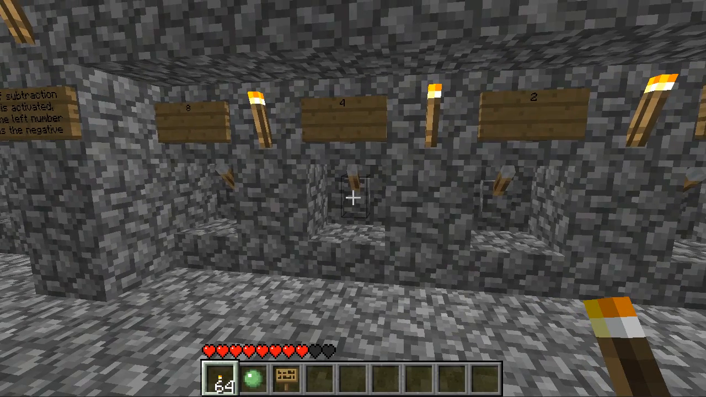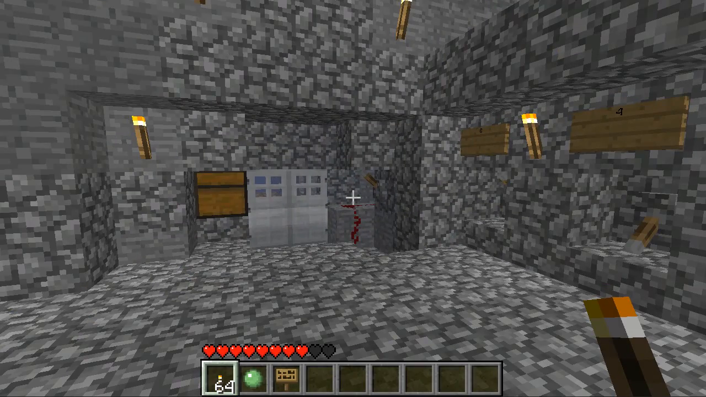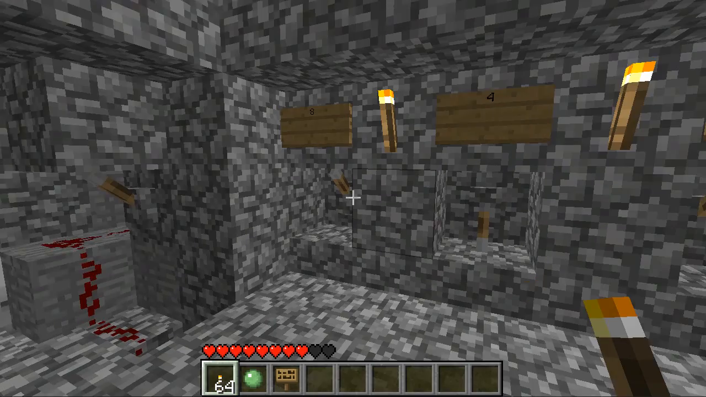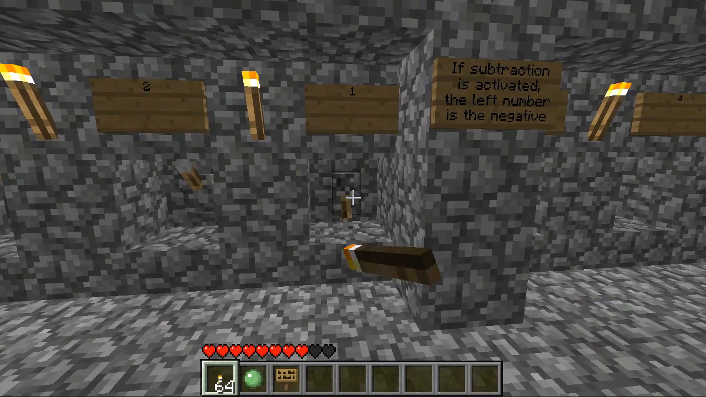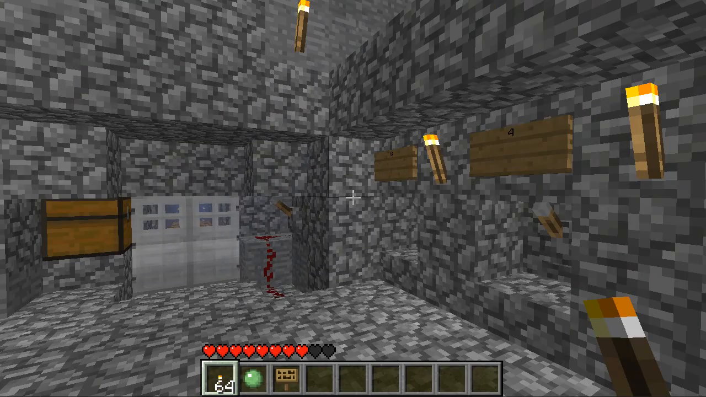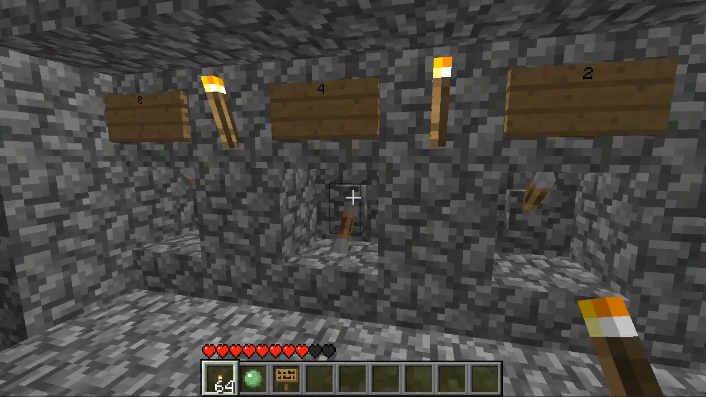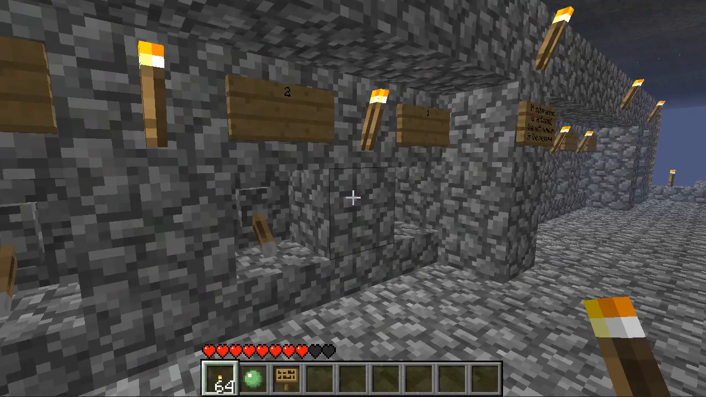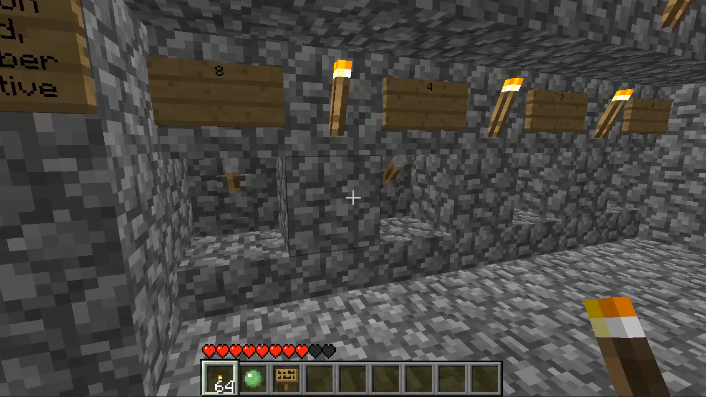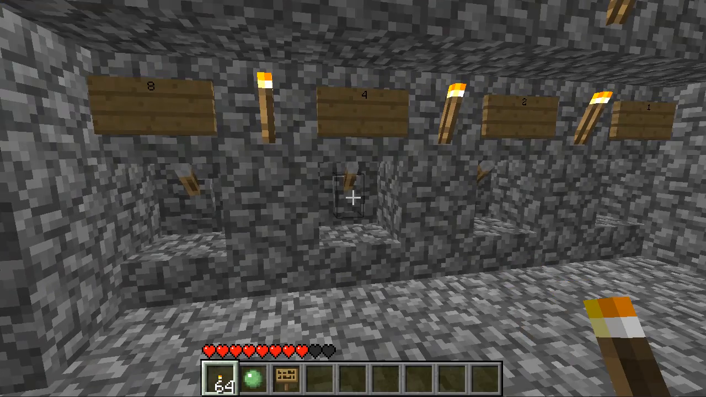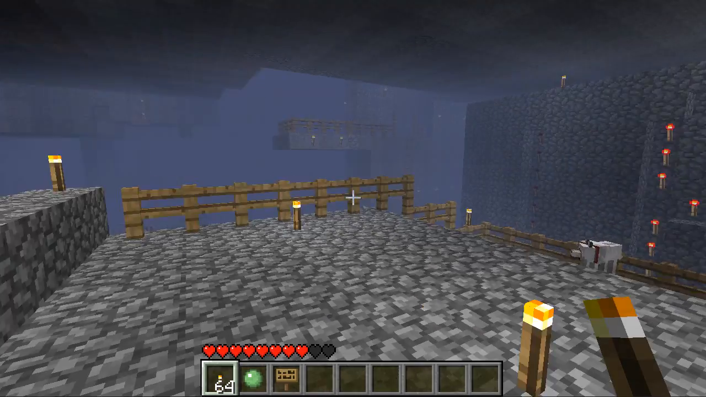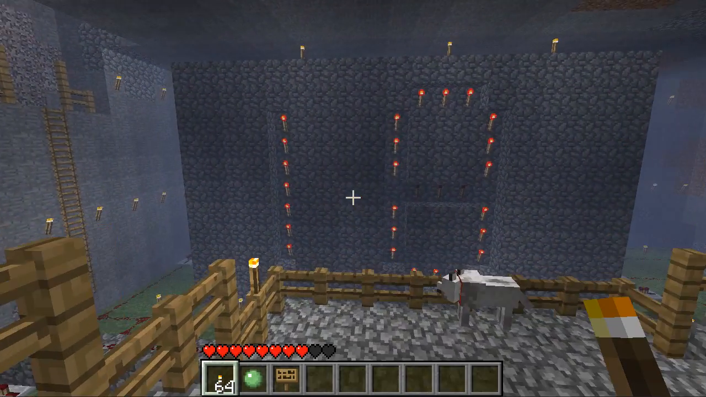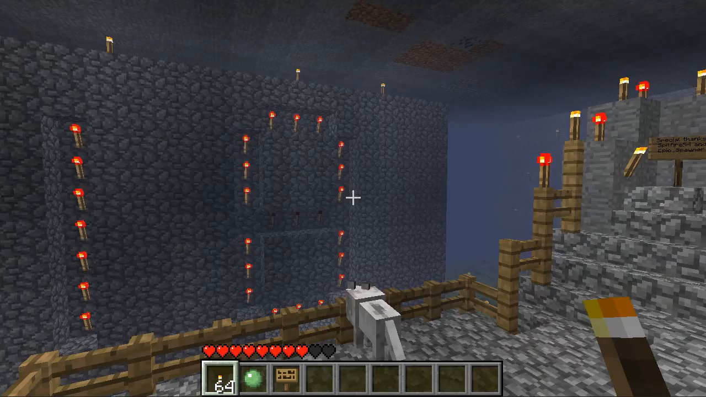My apologies for the lag. My computer's pretty awful and it's pretty resource demanding to record a video and play Minecraft at the same time. Anyway, let's do 6 plus 4 equals 10.